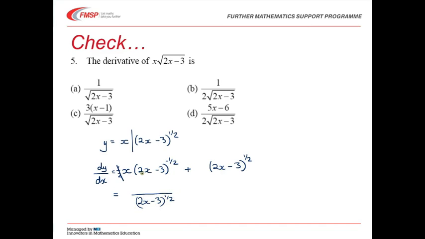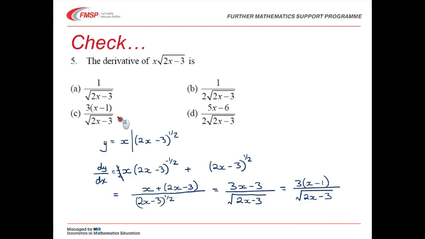Okay, if we look at the first term, I've got (2x minus 3) to the minus a half, that's there, and an x. For the second term, I need (2x minus 3) to the half, and I've got (2x minus 3) to the minus a half. So I'm going to need 2x minus 3, just check that. (2x minus 3) over (2x minus 3) to the half will be (2x minus 3) to the half, so that's correct. That gives me 3x minus 3 on the top and root 2x minus 3 on the bottom, and I can factorise the top. And there we go, it's answer C.